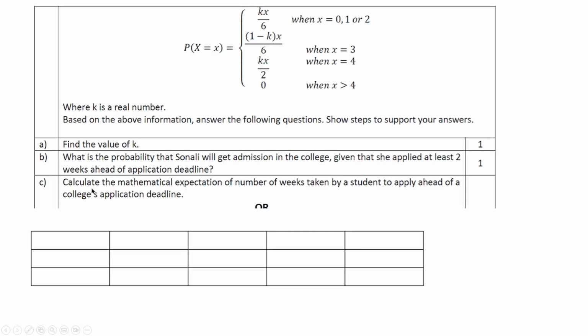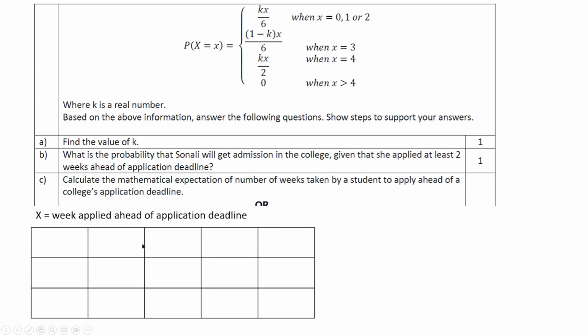Now moving on to the next question. Calculate the mathematical expectation of number of weeks taken by a student to apply ahead of college's application deadline. So here we have to find the expectation of x. This carries 2 marks.